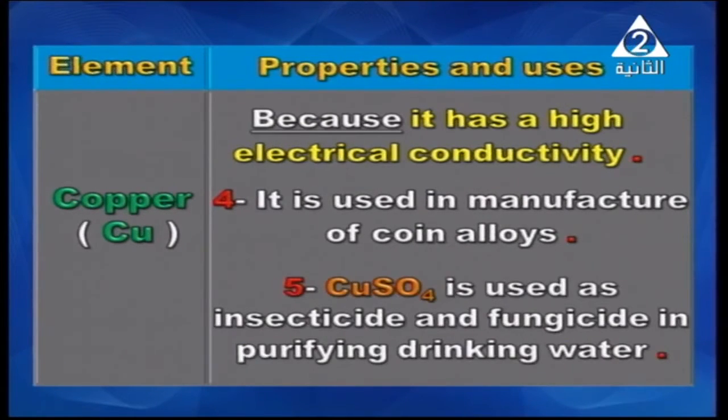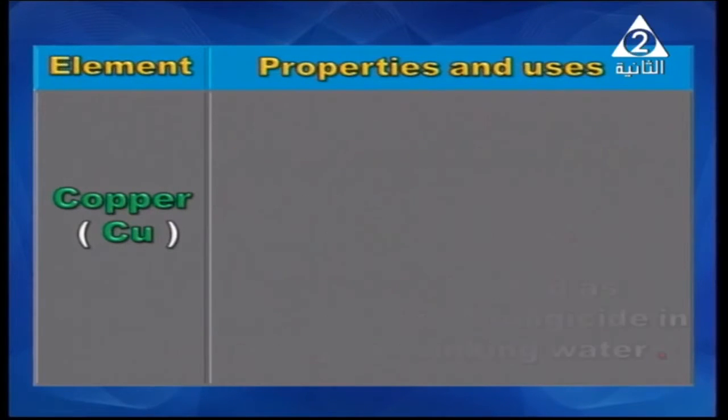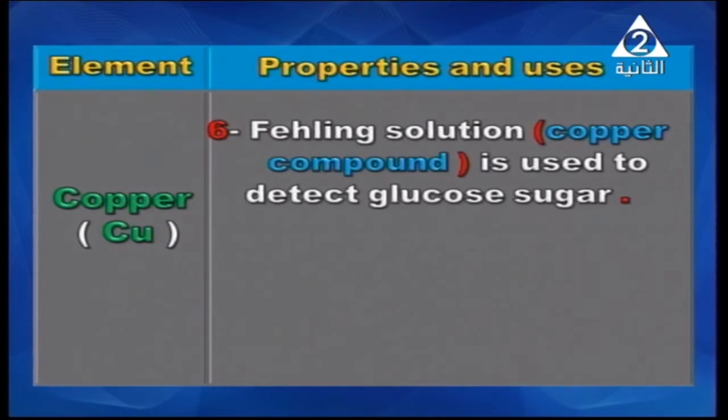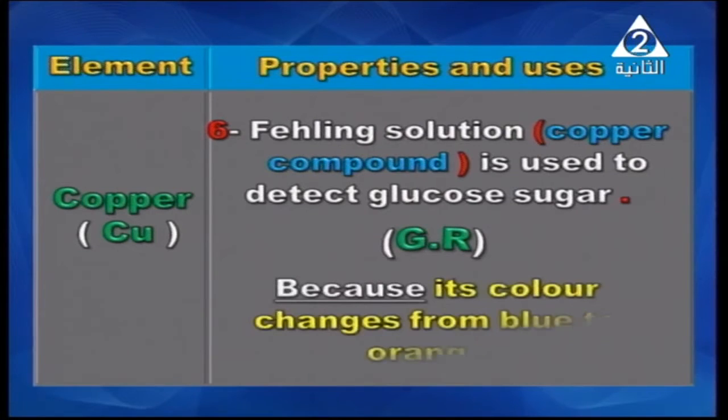And its compound copper sulfate is used as an insecticide and fungicide and in purifying drinking water. And also Fehling's solution, which is a copper compound, is used to detect glucose sugar, and we have good reason for this point, because its color changes from blue to orange.